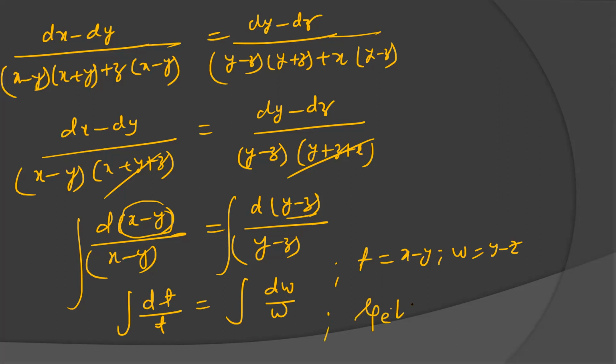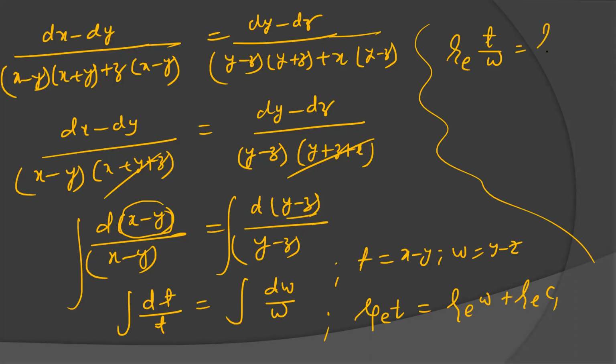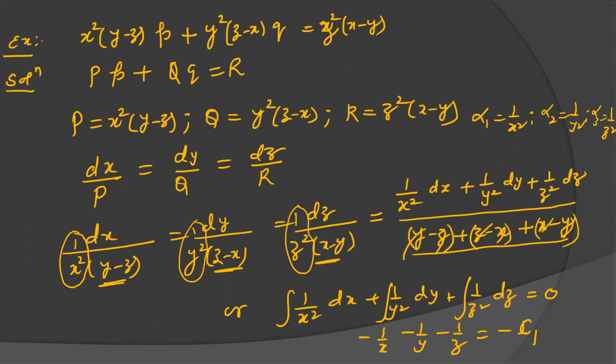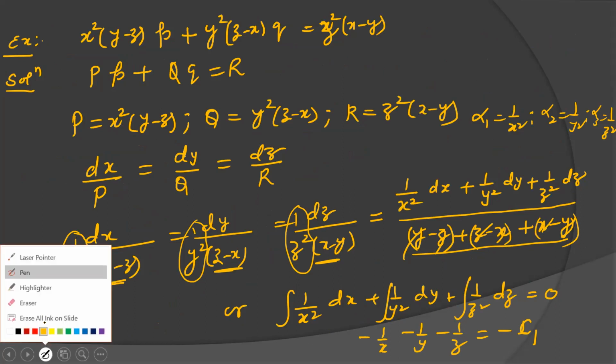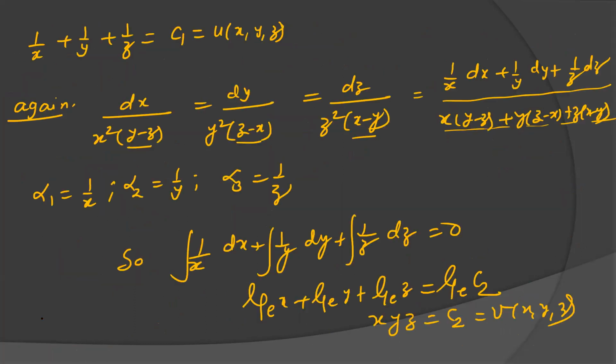So it's log t equal to log w plus log c1. Or you can say log of t by w equal to log c1. Log m minus log n is log m upon n. So t by w equal to c1, or you can say x minus y over y minus z equal to c1. This is our first solution, u(x, y, z). Now, finding the second solution is a very difficult job here, because we have already used my subtraction method. Now for the second solution.